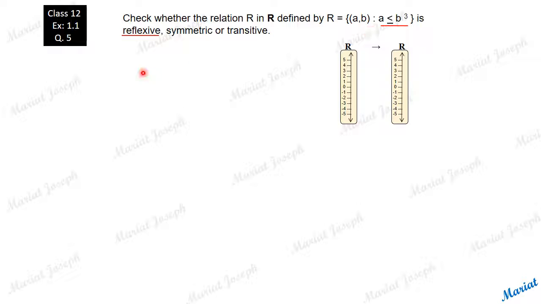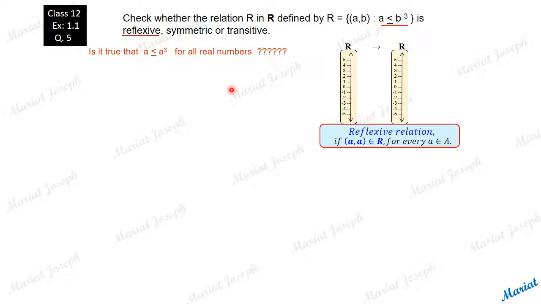Let's see whether it is a reflexive relation. What is a reflexive relation? A relation is reflexive if (a, a) belongs to R for every element a of the set. For every real number, every real number should be related to itself. Only then we can call this relation a reflexive relation. Let's check a few of them to study the situation. Is it true that a ≤ a³ for all real numbers? Yet to be checked.